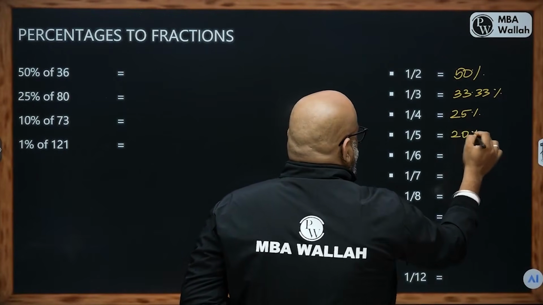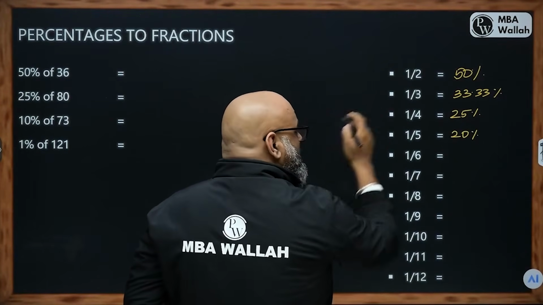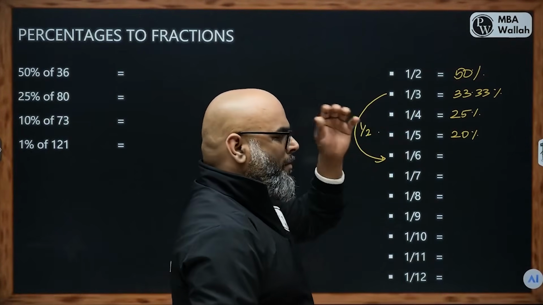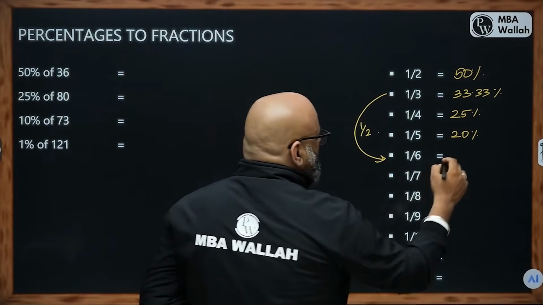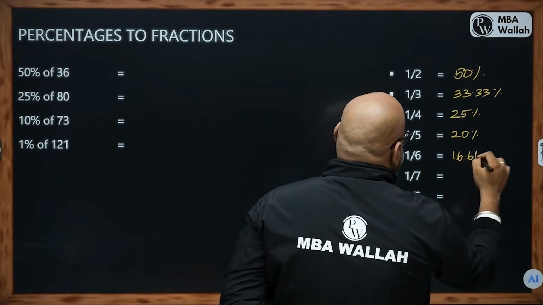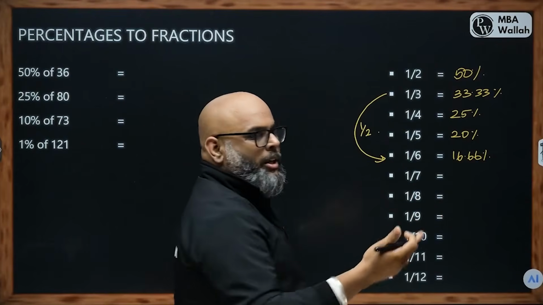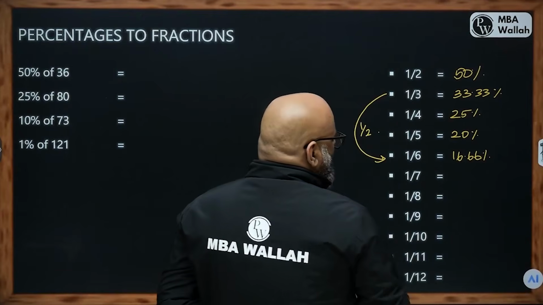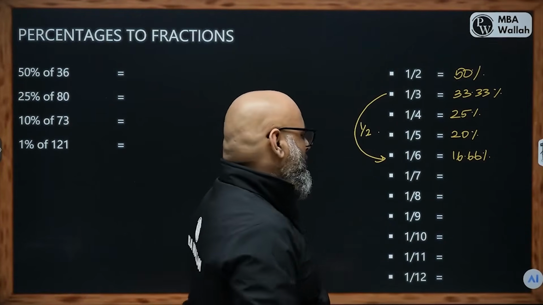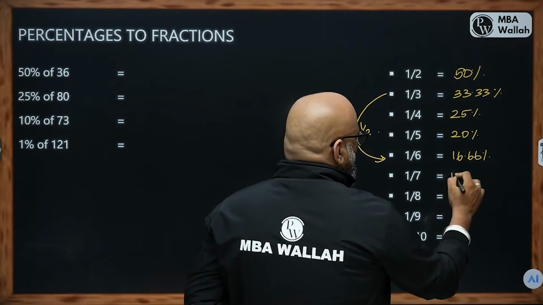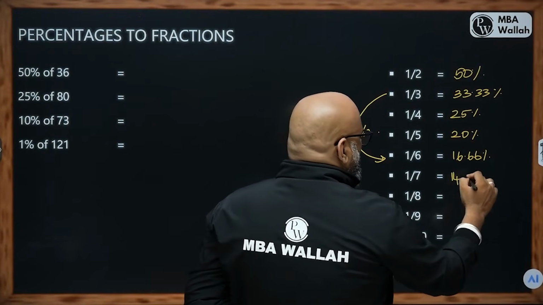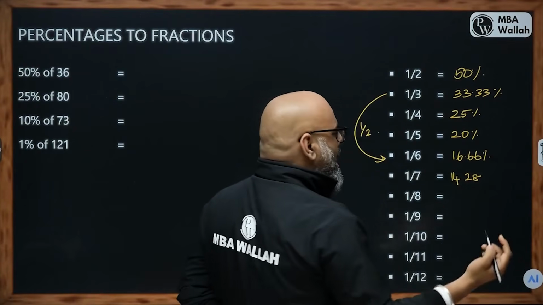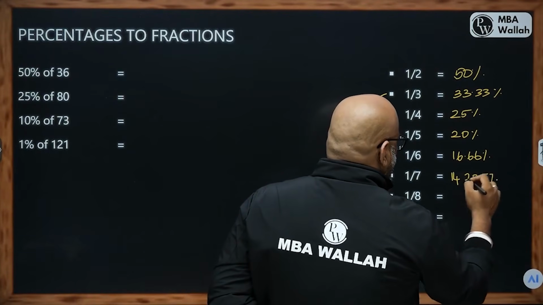1 by 5, 20%. 1 by 6, I can say it is half of 1/3. So half of 33.33 will become 16.66%, or 16.67. You can write 16.67. 1 by 7, that's a nice way to remember 1 by 7. Simply double 7, you get 14. Double 14, 28. Double 28, you get 56. You add plus 1 to it, 57.